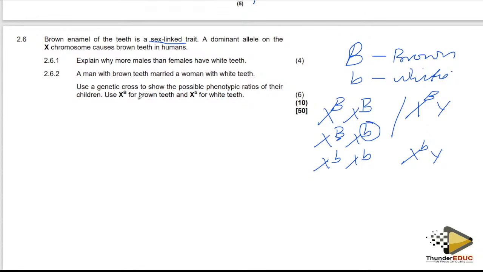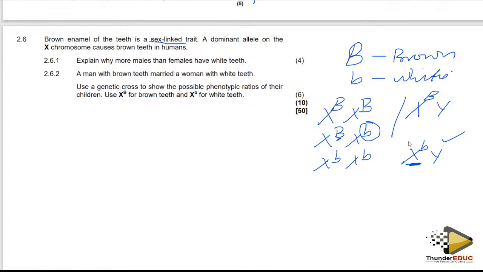So based on this question, how can you answer this question? You can say that males only have one X chromosome. That is a tick. Males have only one X chromosome. It's a tick. Or males have a Y chromosome, meaning that they don't have a second X chromosome. And then what do?